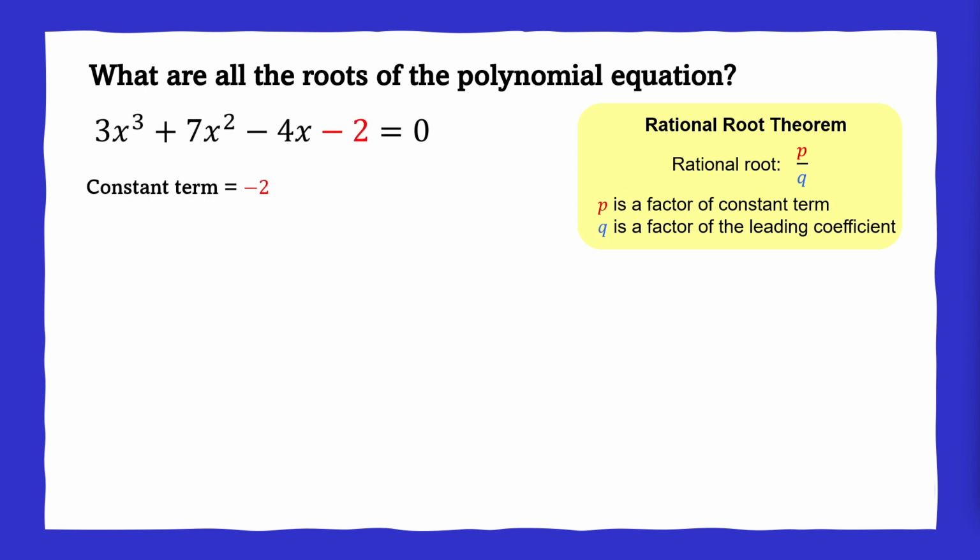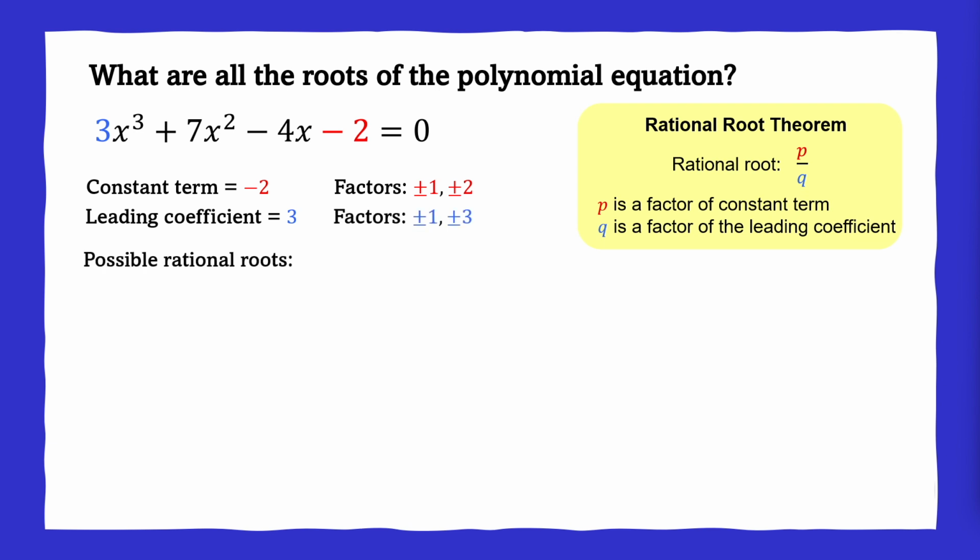In this case, the constant term is -2, with factors ±1 and ±2, while the leading coefficient is 3, with factors ±1 and ±3. Dividing these, the possible rational roots are ±1, ±1/3, ±2, and ±2/3. We consider both positive and negative values because a polynomial can have roots of either sign.